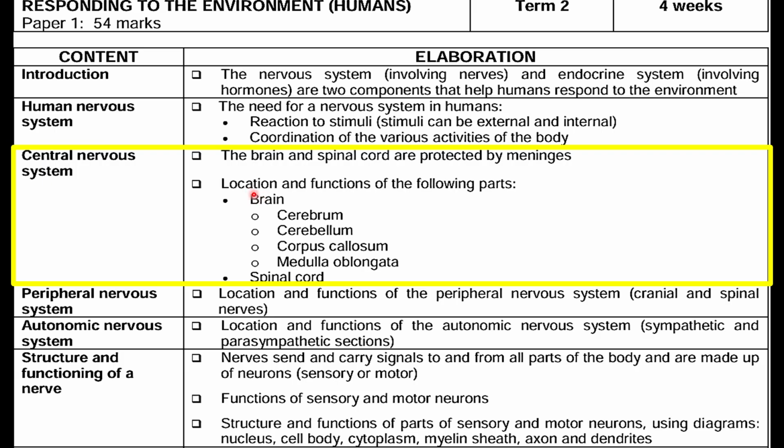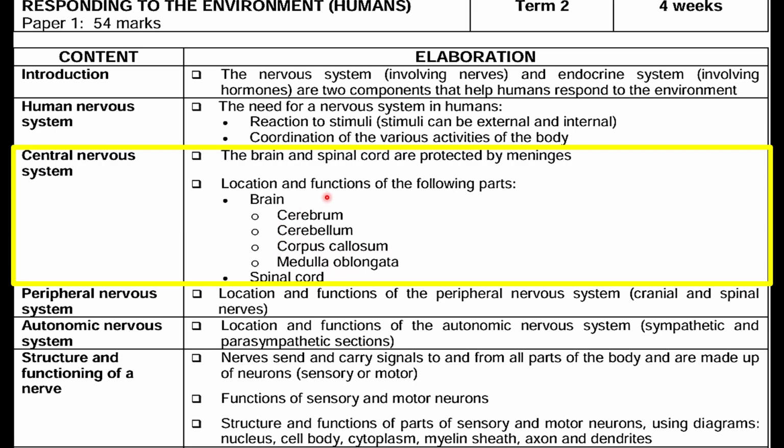Then the second bullet deals with two things: one, location, and two, functions of the following parts of the brain. So you have to know the location of the brain and the location of the spinal cord. But then under the brain, there are four structures that you need to know. These are the only four things about the brain that you need to know for examination sake. And there are two things to know about them. You have to know their location. That is, the location of the cerebrum, the cerebellum, the corpus callosum, and the medulla oblongata.